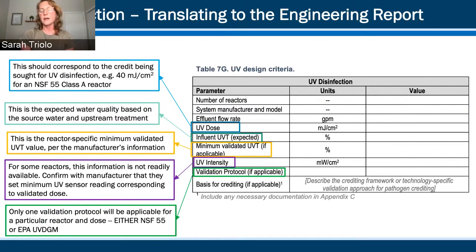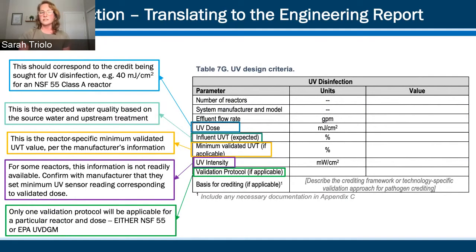One of the reasons this is included is that it's a good check for projects, because it doesn't make sense to select a reactor, for example, that has only been validated down to a UVT of 95%, and you're planning to put in an MBR effluent with a UVT that's probably going to be more like 75%. It doesn't make sense to use that reactor because it's not going to work. You're going to get an alarm every time. So hopefully projects can use this as a check to see that the reactor they are selecting actually will work in the context of their expected water quality.